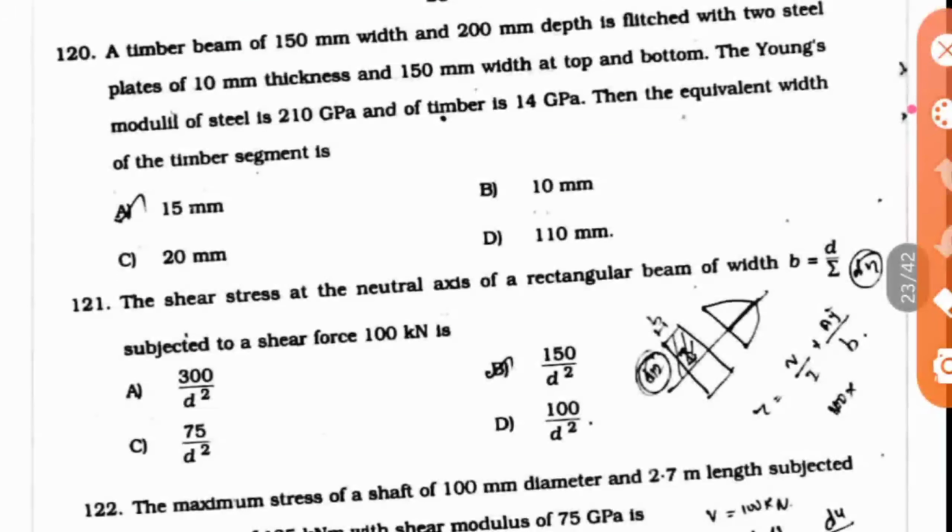Question 121. The shear stress at the neutral axis of a rectangular beam of width B is equal to D by, so here there is a mistake, subjected to a shear force of 100 kN is what? So for this question, they have given marks to whoever attempts the question in the key, because there is an error. But what you should do is apply the shear stress formula directly and you can find the answer.